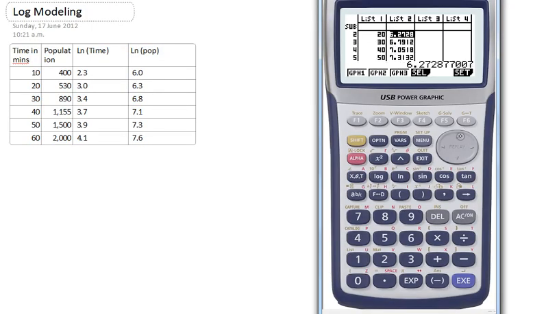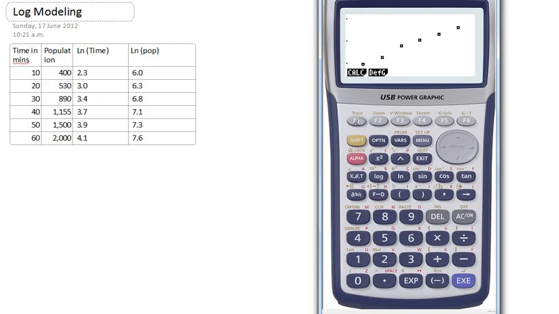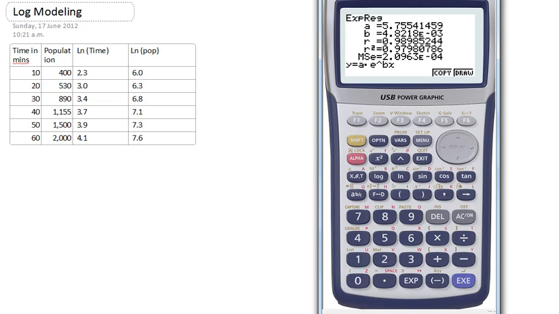I've only put time and log of population. Notice how I've gone back and reworked out my log of population and not rounded them, because my calculator needs the exact values. And now I'm going to draw the graph, and I'm going to tell it to calculate the equation for an exponential, and it's given me some information, so I'm going to write that down.